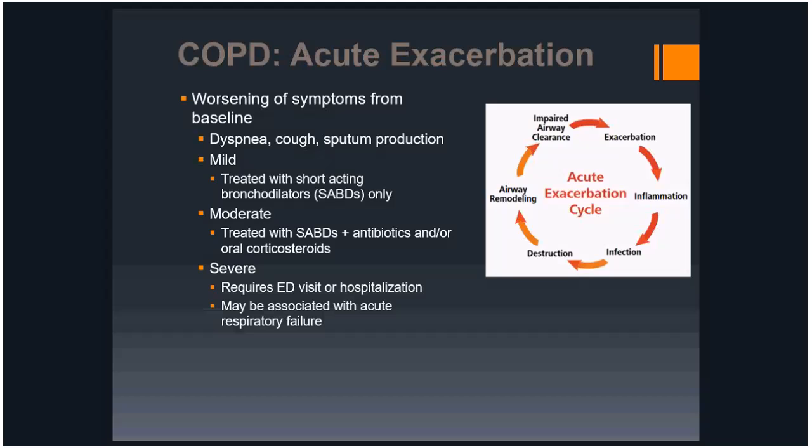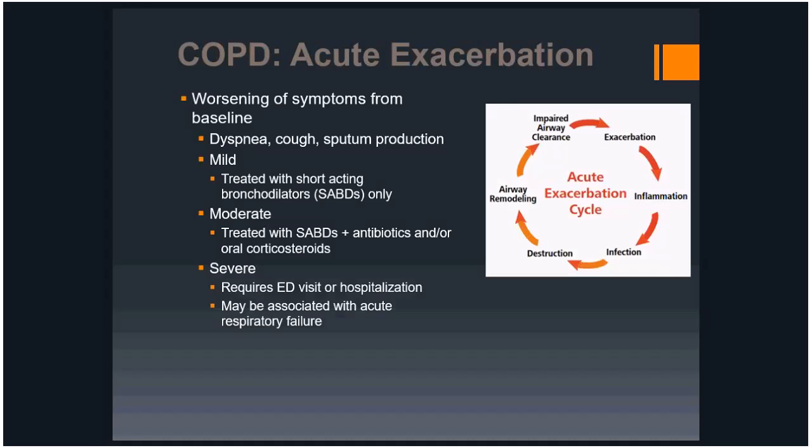Now, when it comes to persons with COPD who have an acute exacerbation, it's important that you recognize what defines an acute exacerbation. So if there is a change in that patient's report of dyspnea, cough, or sputum production, that qualifies as an acute exacerbation. And they don't have to have all three. It could only be one.